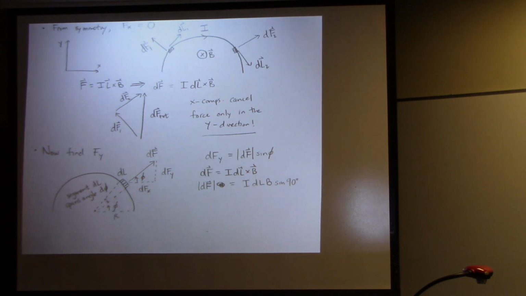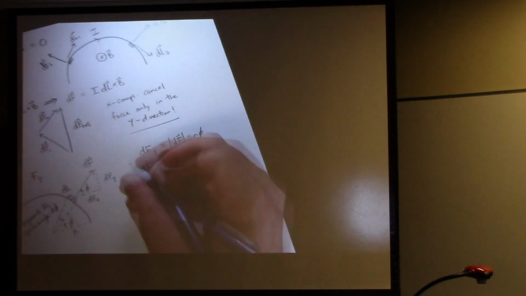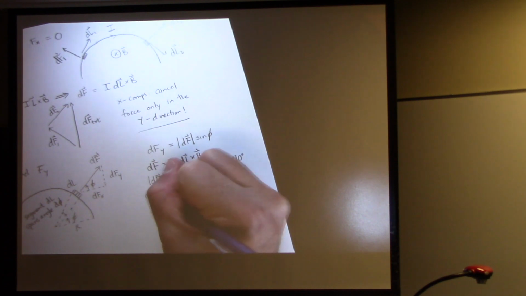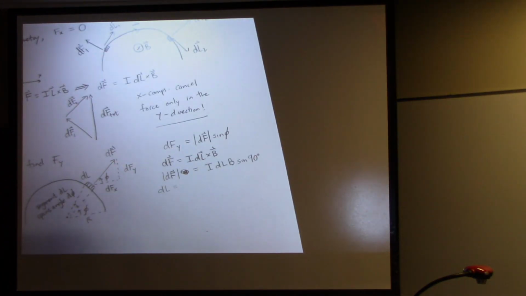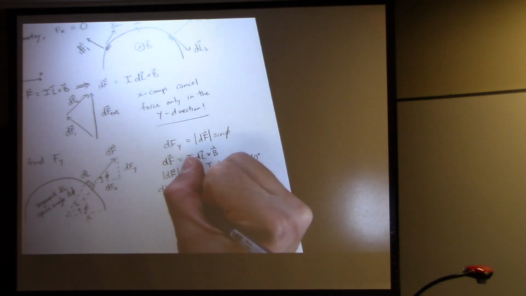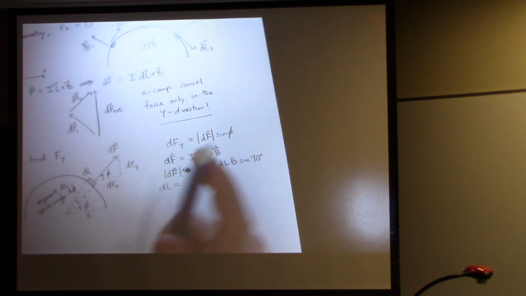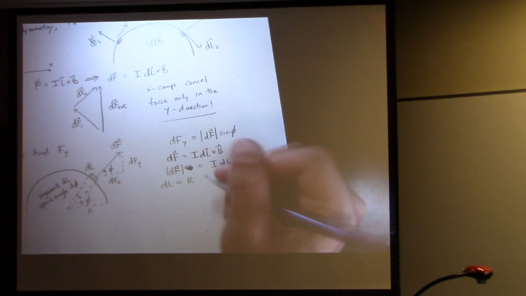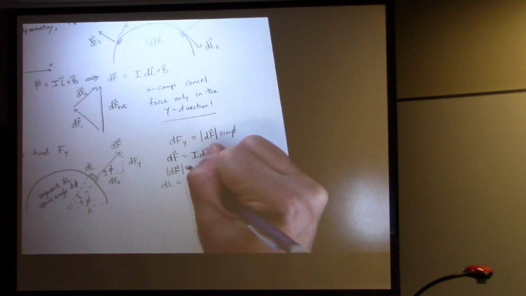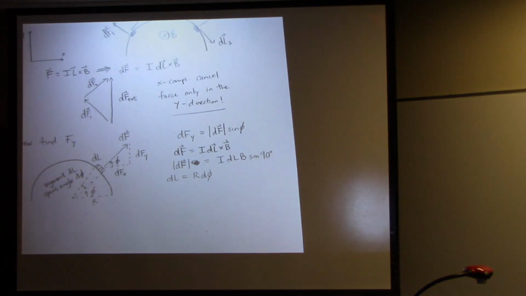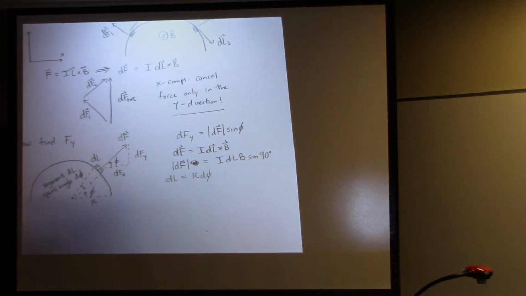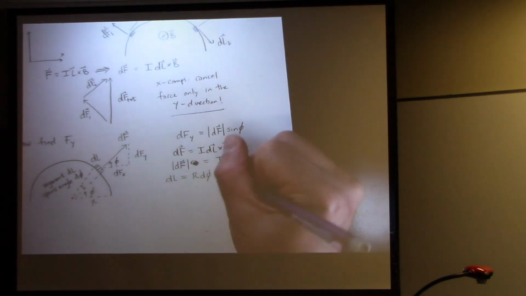Let's get a handle on one other thing, which is that dL, this is what we call an arc length, right? It's a section of a circle, a small section of a circle. And the way arc lengths work is, if you take the radius times the angle spanned, so r times d phi, you get the arc length. So that's all we're applying here, is the idea that dL is an arc length.